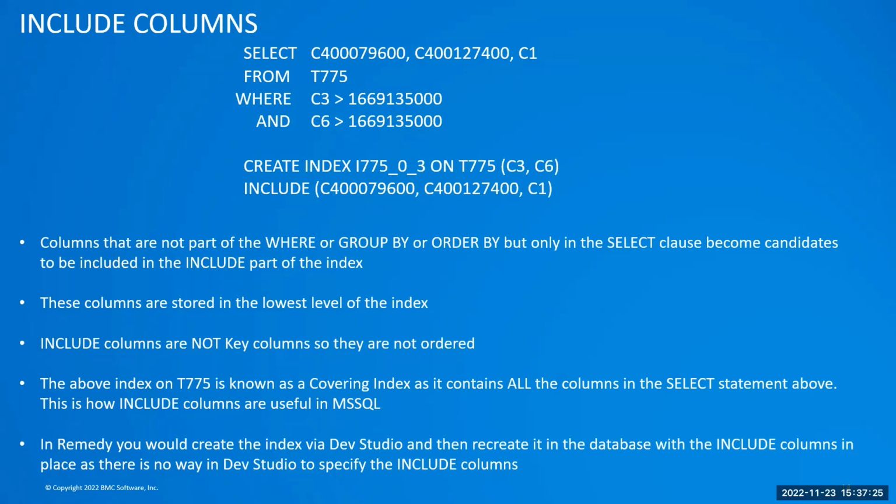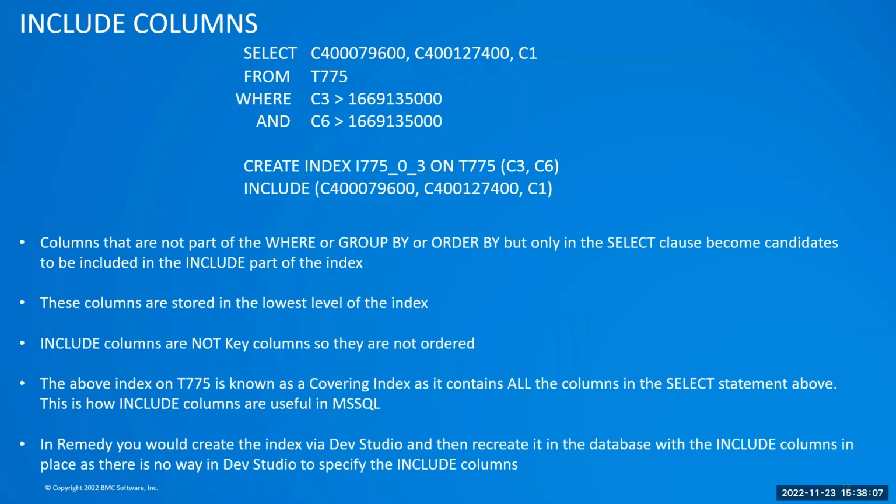So I would create this index on C3, C6, but the columns in the select part, the dataset ID, the class ID, and the C1 column, I would put in the include section of that index. Basically, this is from the documentation: columns that are not part of the where, group by, or order by, but only in the select clause, you can put in the include section of the index, right? They're the lowest level of the index, not key columns, so they're not sorted when they're stored.